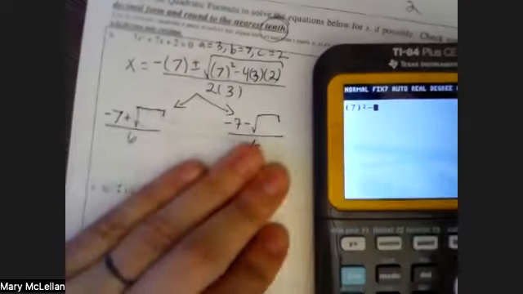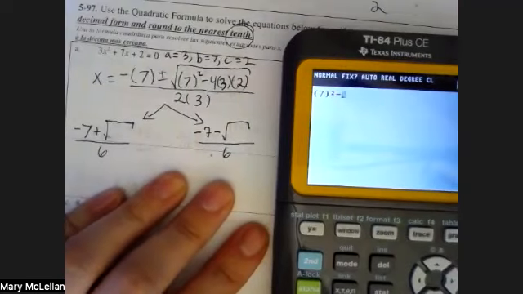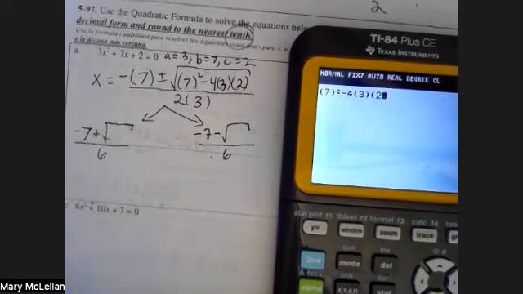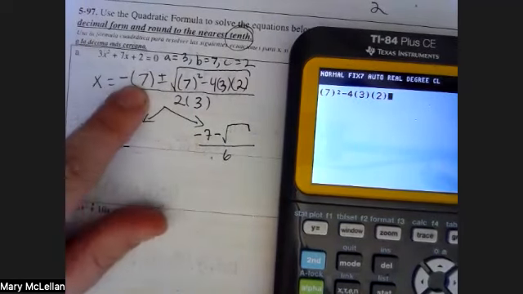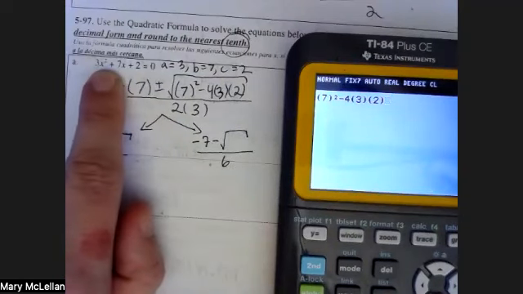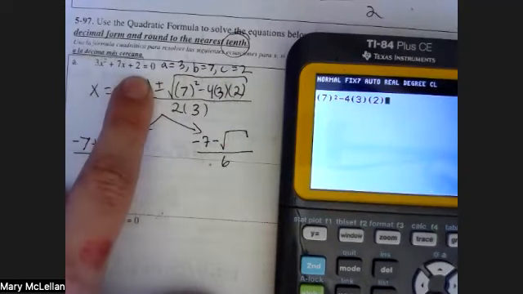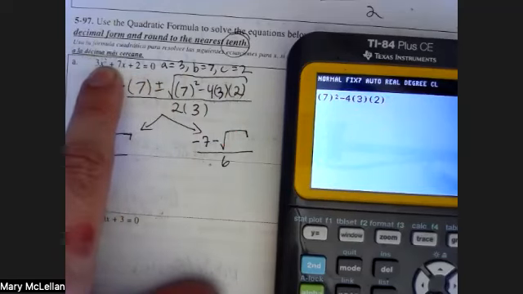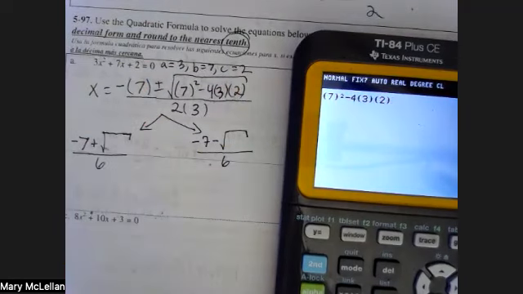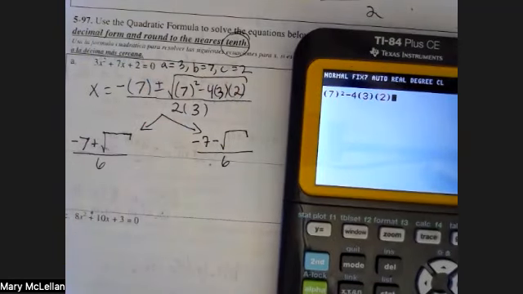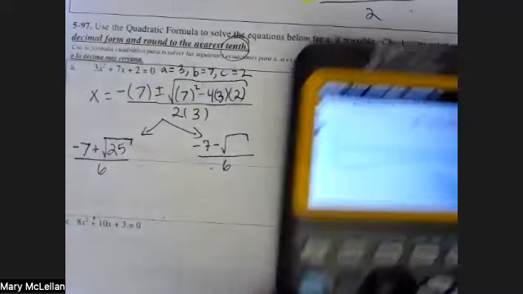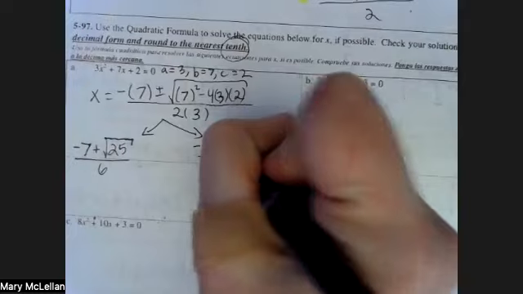Hopefully that helps. Okay. 7 squared minus 4 times 3 times 2. This problem is the nicest version of this kind of equation you're ever going to get. It has all positive a, b, and c, and they're all numbers less than 10. Usually you use the quadratic formula because the numbers are edging on disgusting. Anyway, this equals 25. So under the radical, I have 25 in both situations.